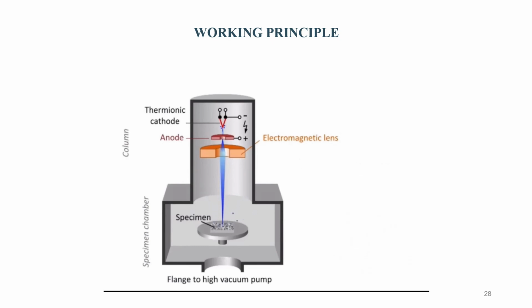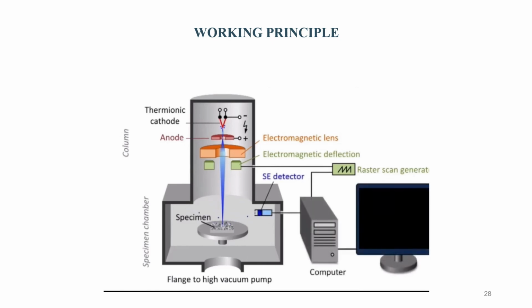Another important part of this instrument is the electromagnetic deflector or raster scan generator. You can see it in this video also. So this is a raster scan generator. This is also called the SE detector, that is, secondary electron detector. This secondary electron detector is connected to our computer. It sends a signal to our computer of how many electrons have been detected. Based on this, an image is generated on the computer screen.